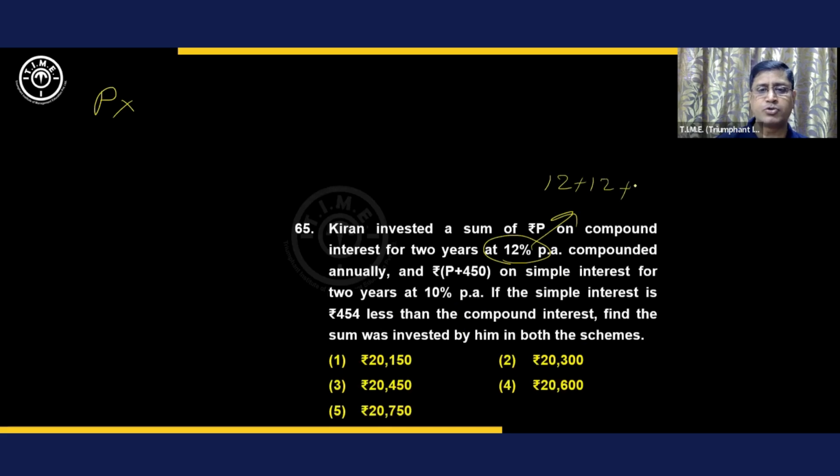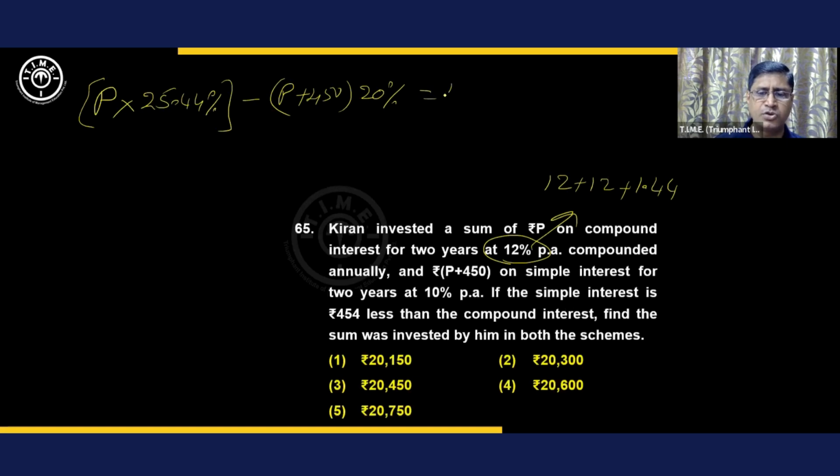12 plus 12 plus 12 into 12 by 100, that is 1.44. What is the result here? 25.44%. This is the compound interest over a period of 2 years at a rate of 12% per annum. Now what about the simple interest on P plus 450? Principal is P plus 450. 2 years at 10% means it is 20%. The difference of these two values is given as 454 rupees.